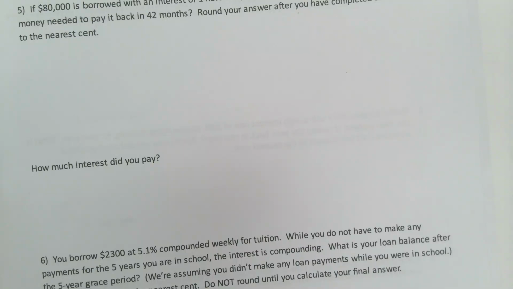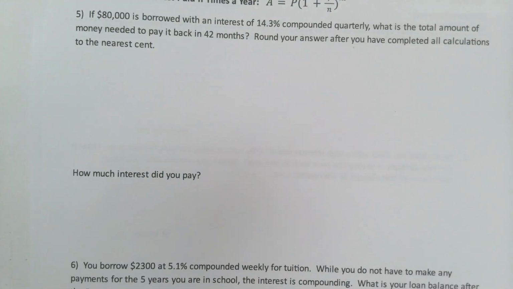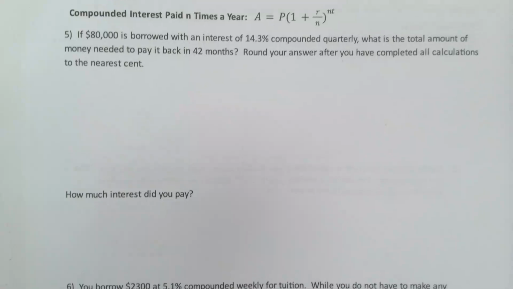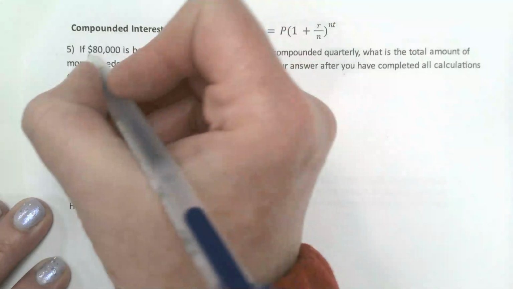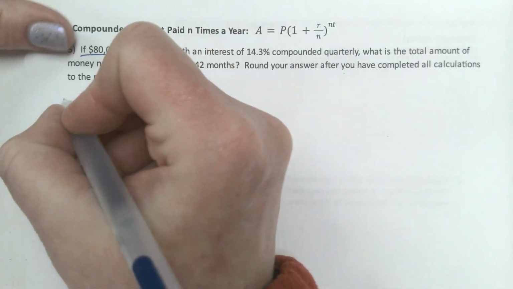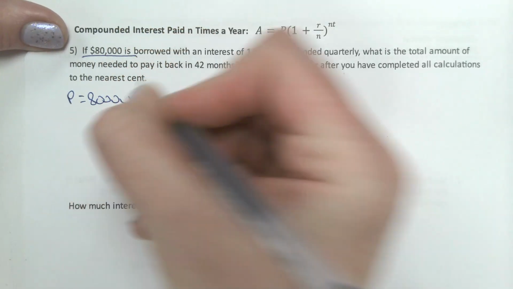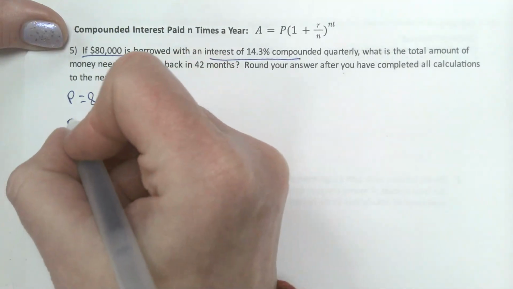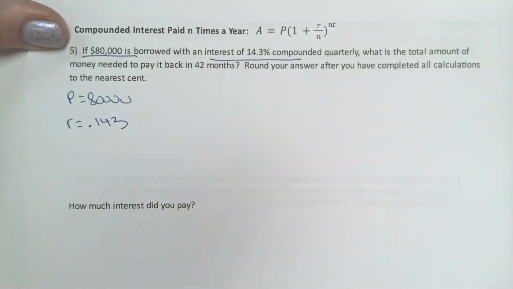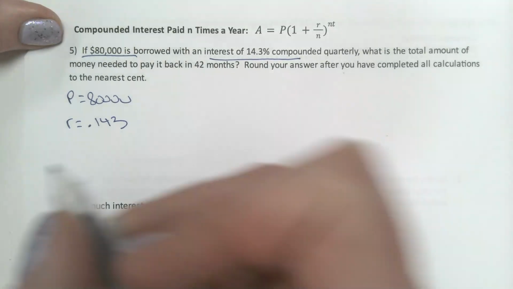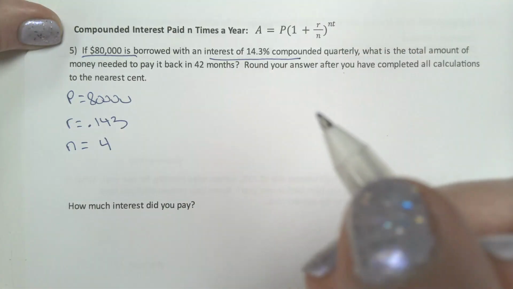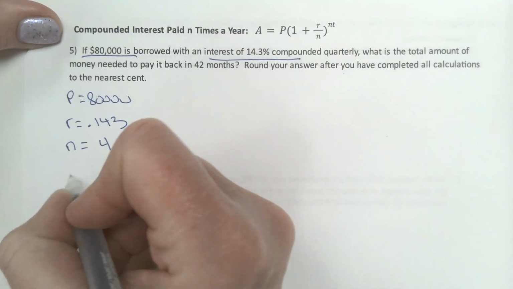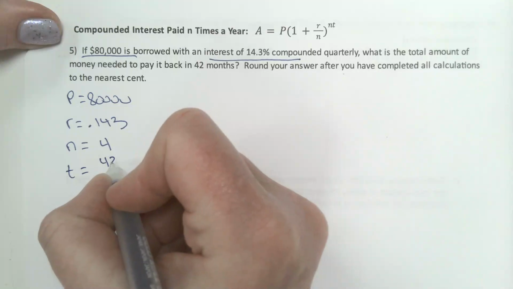Number 5 is mostly the same. All right, so also in number 5, I'm going to borrow with an interest rate of this. I'm going to borrow that, so that is your P. My interest is 0.143. That's a really high rate. Compounded quarterly, so that's my N. What is the amount needed to pay back in 42 months? So my T is 42 months.